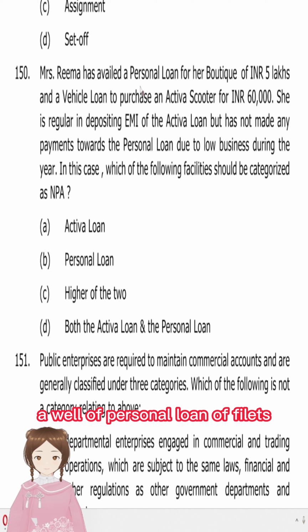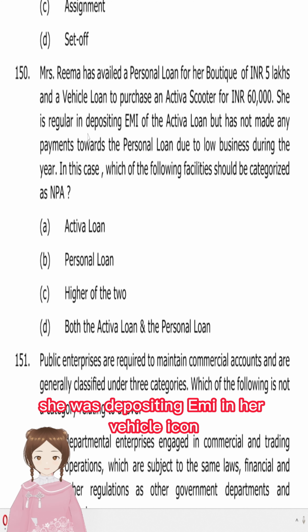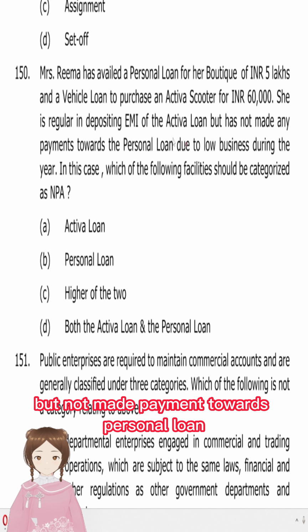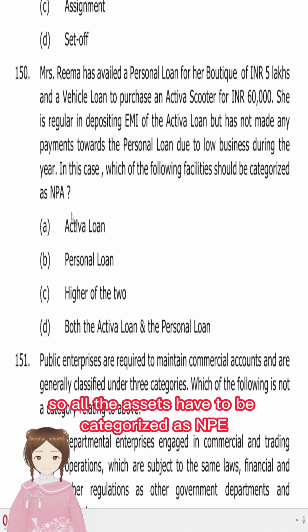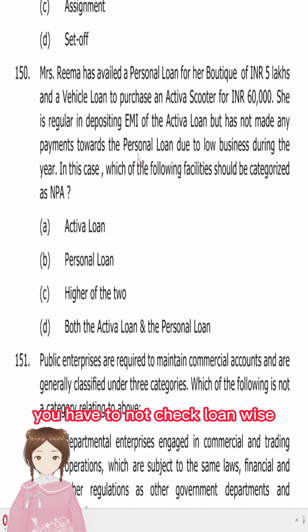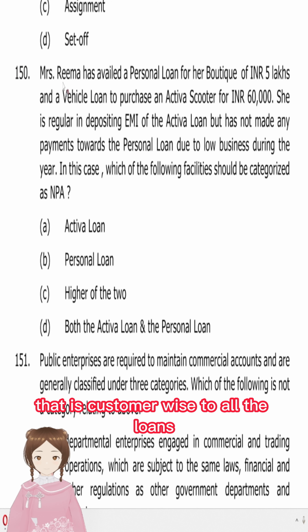Mrs. Reshma availed a personal loan of 5 lakhs and a vehicle loan of 60,000. She was depositing EMI in her vehicle loan account but made no payment towards the personal loan. Which of the following facilities should be categorized as NPA? For NPA, all the assets have to be categorized as NPA. You have to check not loan wise but individual wise, that is, customer wise.